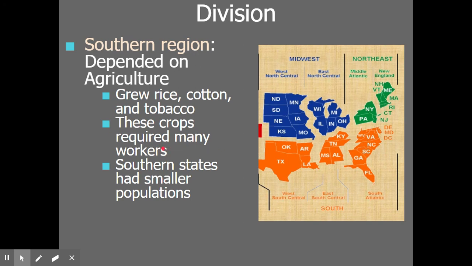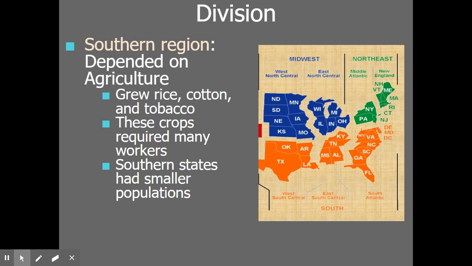So that creates a problem here because these crops required a whole lot of workers, and the southern states had small populations. They didn't have enough people to do the work. So they started bringing workers in. And when I say workers, I mean slaves. They began bringing slaves in to do that work.